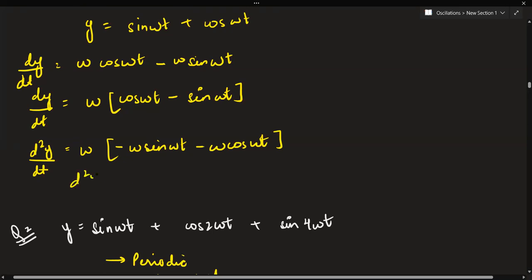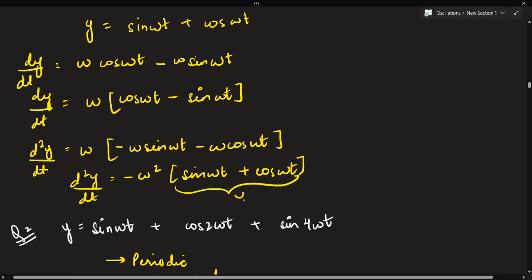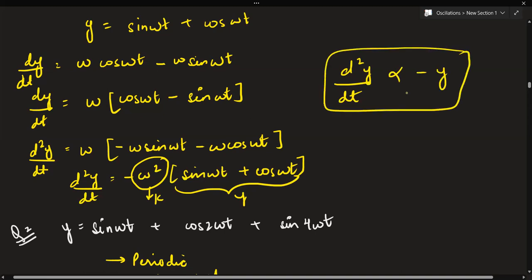So d square y by dt square is equal to, again, let's take omega common. This will be omega square. What are we left with? Sine omega t, and we have taken minus already common, so here it would be plus cos omega t. What was our initial equation? This was only y. So d square y by dt square is directly proportional to minus of y, or not? Yes. So that's why this again proves that this is in simple harmonic motion.